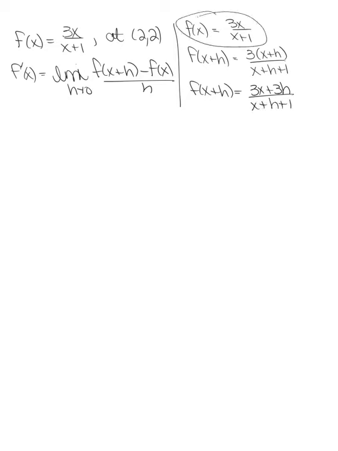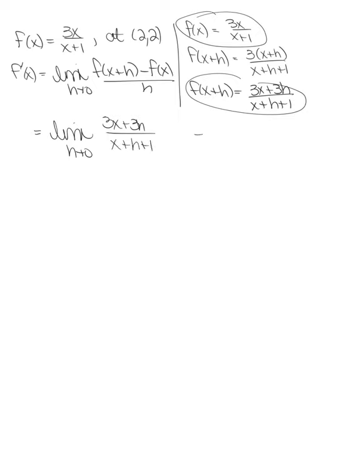So I'm going to take these two and I'm going to put them back into my equation here. And I'm going to spread out a little bit on this, and I am going to leave some space between those. So this is going to give me the limit as h approaches 0 of 3x plus 3h divided by x plus h plus 1, let's leave some space in between, minus 3x over x plus 1, all divided by h. And the reason I left space in between is because, once again, this is going to give me a 0 over 0 if I try to do a direct substitution.